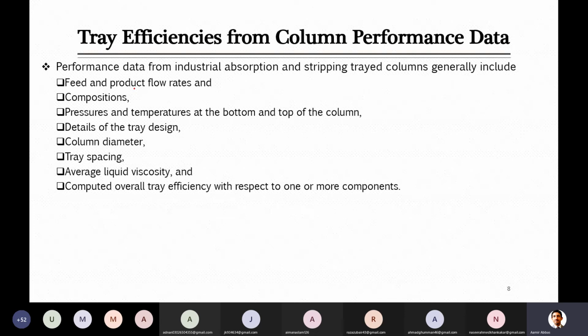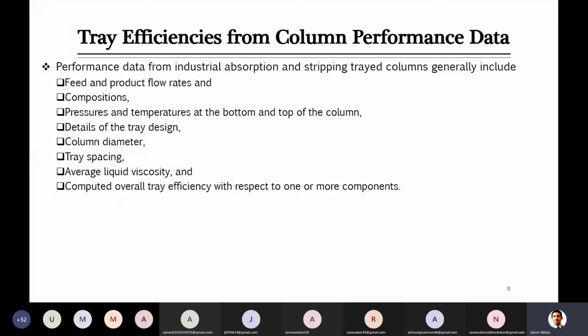We should be aware of how much feed there will be in terms of both liquid as well as vapor, and what the products leaving from the top and the bottom of the column will be. We should know these things based on the material balance, as well as the composition of each of these streams when they are leaving the columns. Then there are the pressure and temperature at the bottom and top of the column and throughout the column which is already operating.